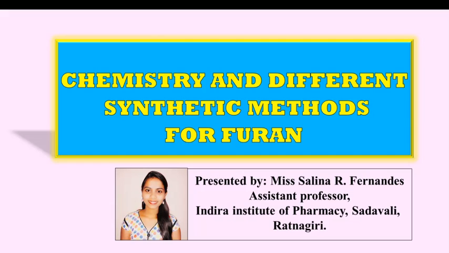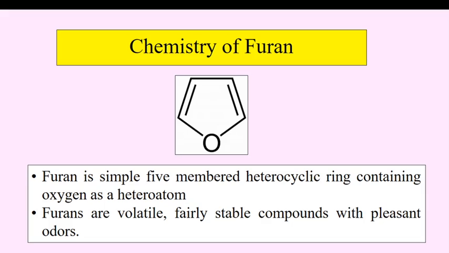Hello friends, in today's lecture we are going to see the chemistry and different synthetic methods for furan. First we'll see the chemistry of furan. In furan, oxygen is present as a heteroatom. So furan is a simple 5-member heterocyclic ring containing oxygen as a heteroatom.